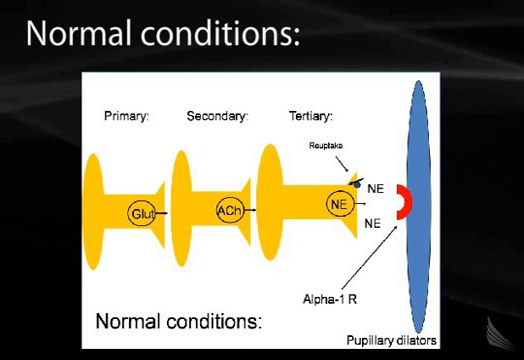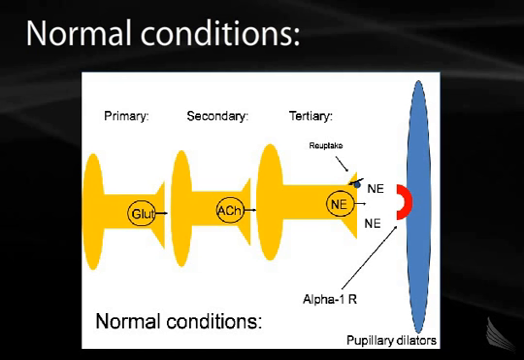So under normal conditions, the primary neuron, which has its cell body in the hypothalamus, will send a projection down the cervical cord, will synapse in the thoracic cord, and will release glutamate at that synapse. The secondary neuron will emerge and synapse in the superior cervical ganglion and will release acetylcholine at that synapse. And the tertiary neuron will travel along with the carotid and will secrete norepinephrine. That norepinephrine will bind to an alpha-1 receptor. The alpha-1 receptor is found on the pupillary dilator muscles, and when activated will cause pupillary dilation.